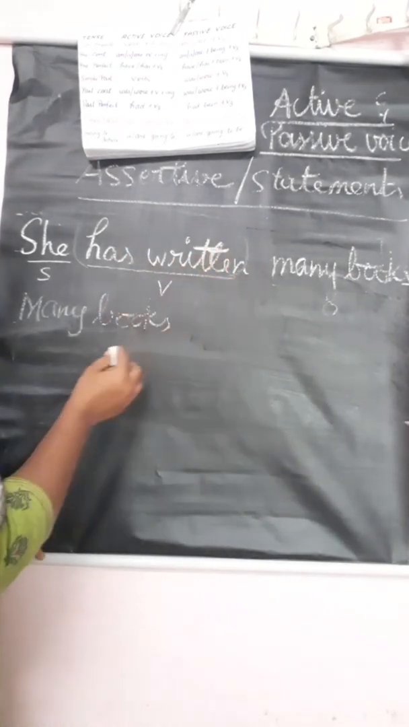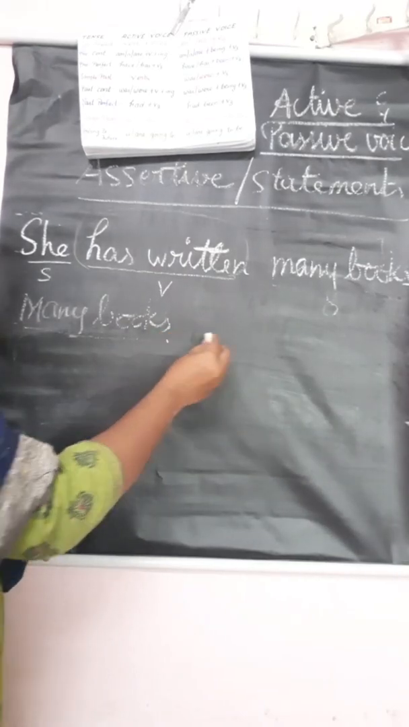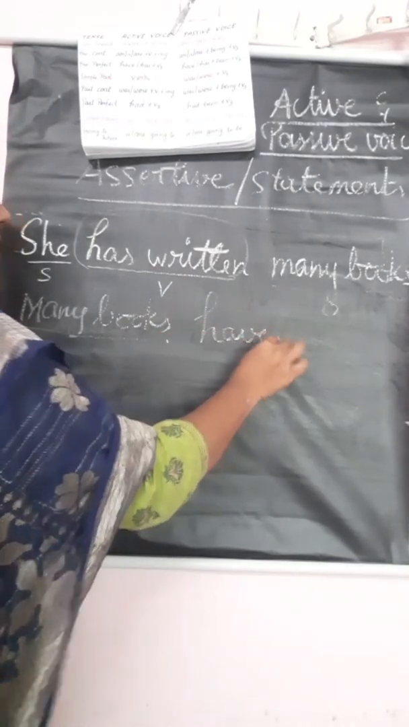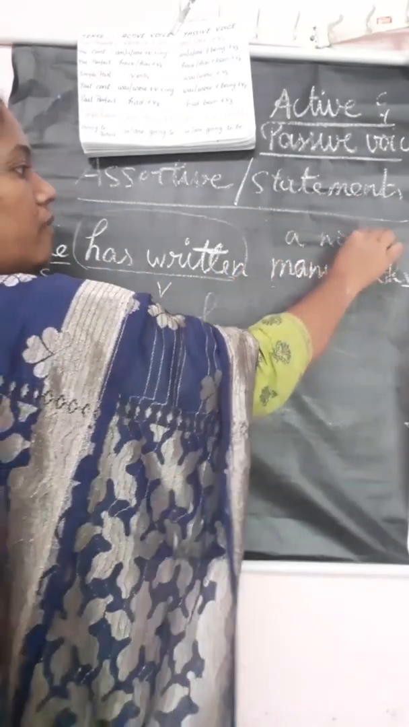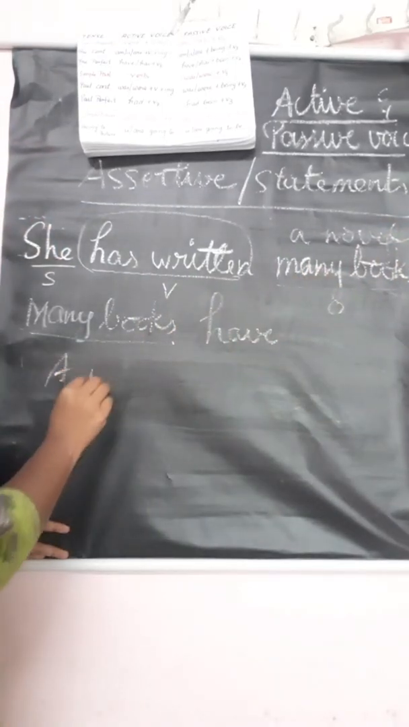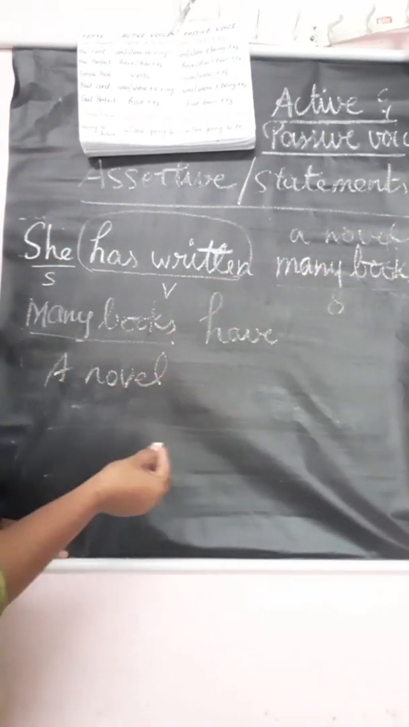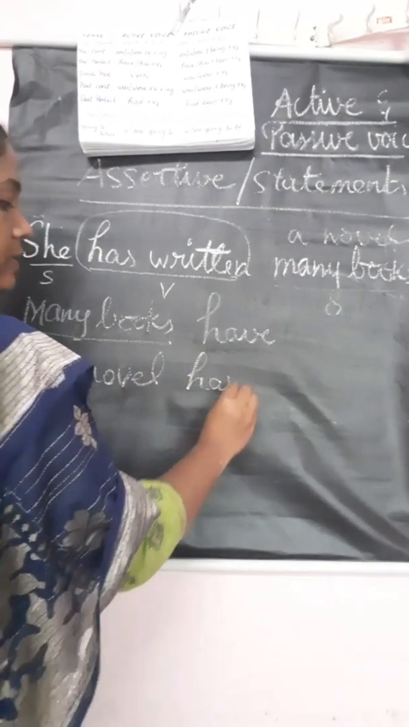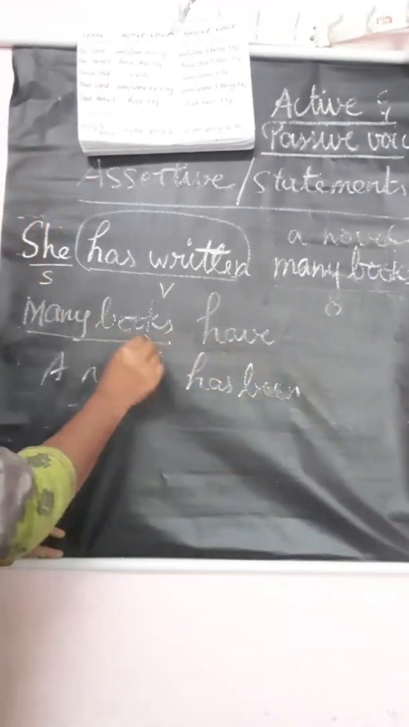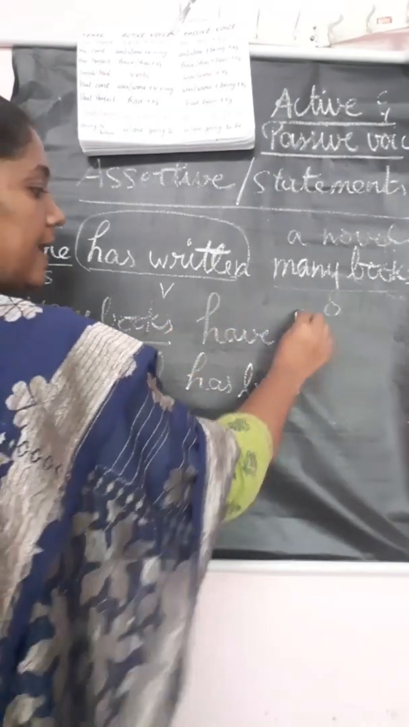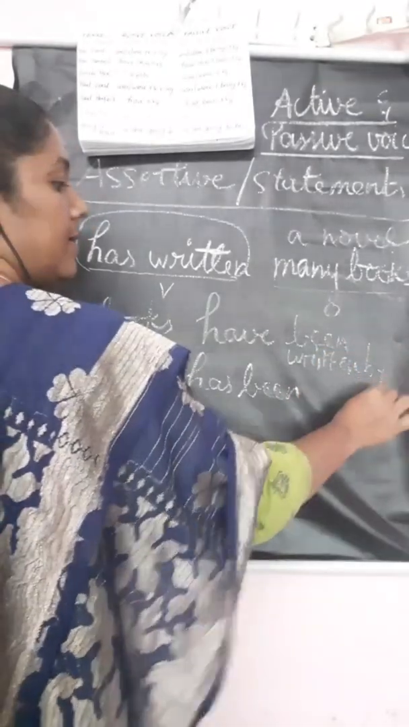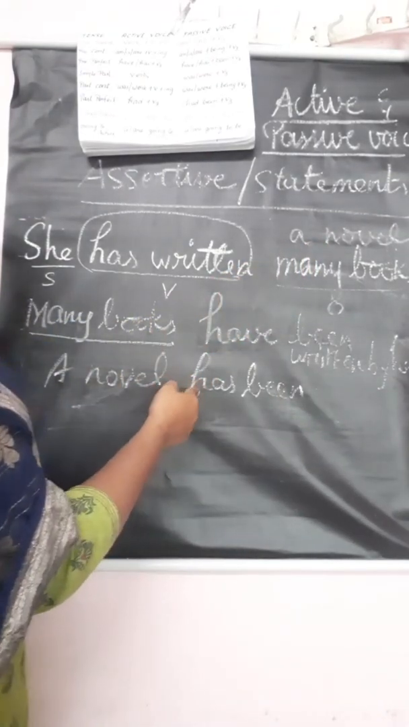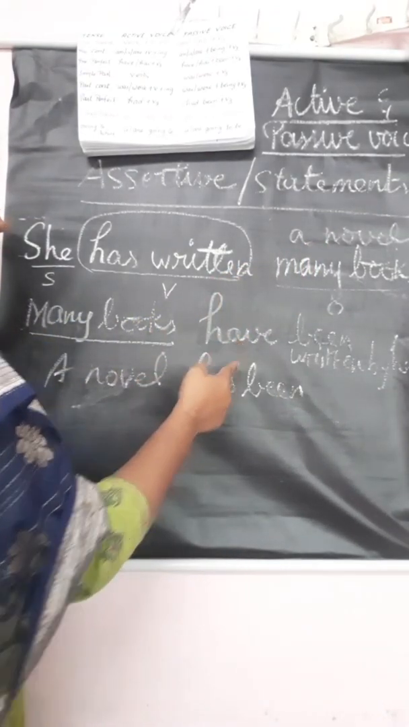Why have or has? Because when the subject is plural, we have to use the plural verb. What is that? Have. For example, she has written a novel. If the subject is a novel, then what verb do we have to use? A novel has been written. So here many books is plural. So many books have been written by her. Okay, written by her. Here, if the subject is a novel, singular, then we use has. Okay, so this is the difference between have and has.